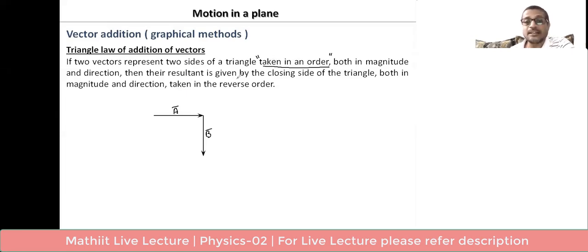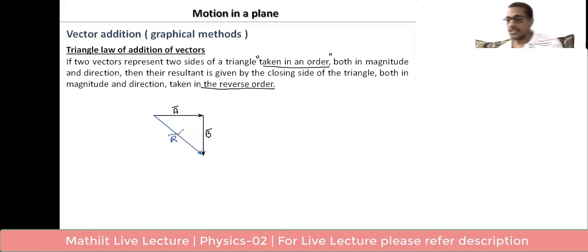Their resultant is given by the closing side of the triangle taken in order or reverse order. Here you see reverse order. Taking in order was joining head to tail. Taking in reverse order means joining tail to tail and head to head. That is called reverse order. So tail to tail, head to head. This indicates the resultant of the two vectors.